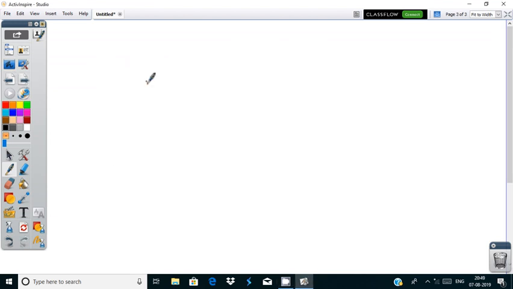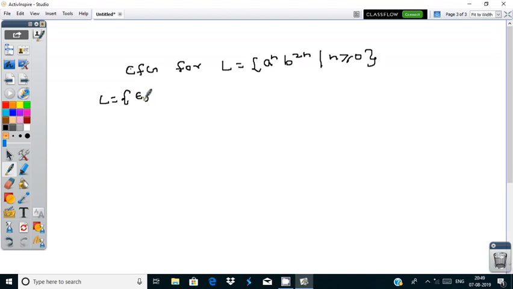So here is how to derive a CFG for the language L equal to a to the power of n, b to the power of 2n, where n is greater than or equal to 0. When n is 0, epsilon can be applied, so a to the power of 0 and b to the power of 0 always ends with epsilon. So the language which can be generated has the minimum string epsilon.